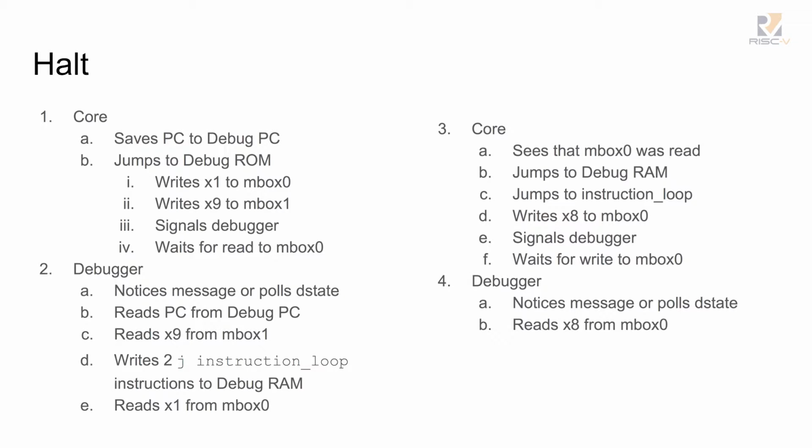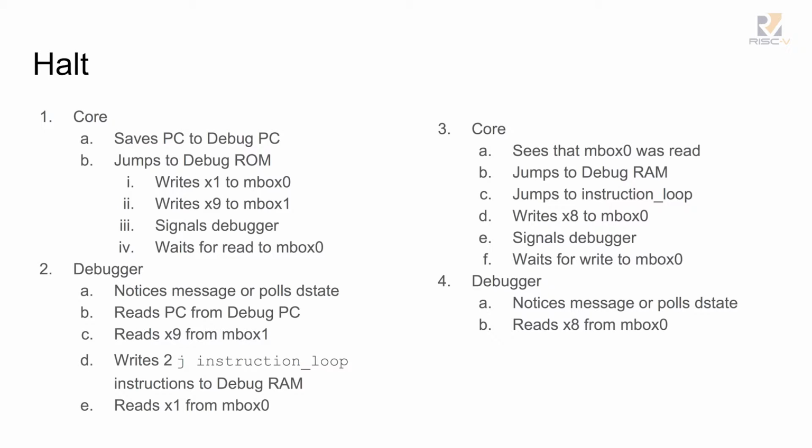So just as an example of what happens when you halt, for instance, when a software breakpoint is hit or the debugger writes the halt bit in a debug control status register, first thing that happens is the core saves the PC to the debug PC. Then it jumps to debug ROM, where the code there writes X1 to mbox 0, writes X9 to mbox 1, and then it signals the debugger. That means it changes the value in D state and sends a message to the message queue. And now the code running on the core basically busy waits until the bit gets set that indicates that mbox 0 was read.